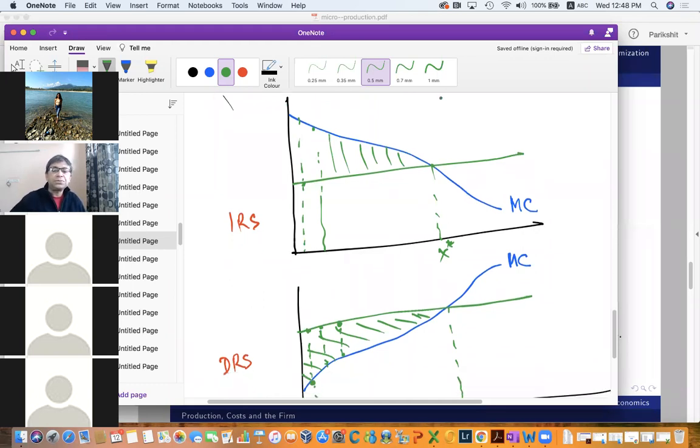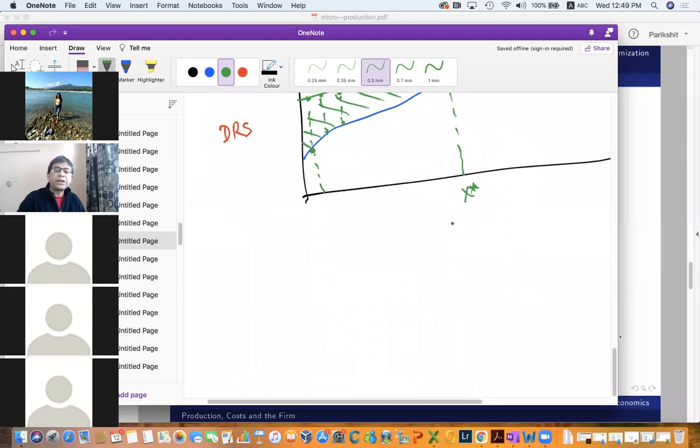What is the optimum choice in this picture? Infinite production. As you go beyond X star, your cost keeps falling, but the market price is the same. So all this area becomes profit, and this area is basically infinite. So you would like to produce either an infinite quantity or a zero quantity.